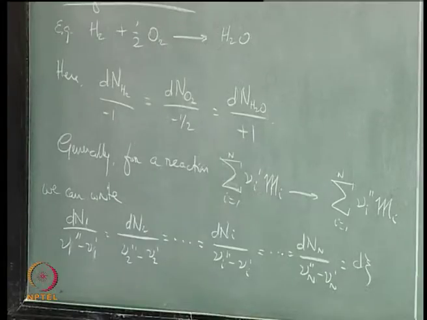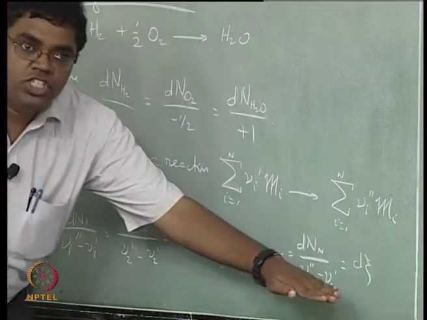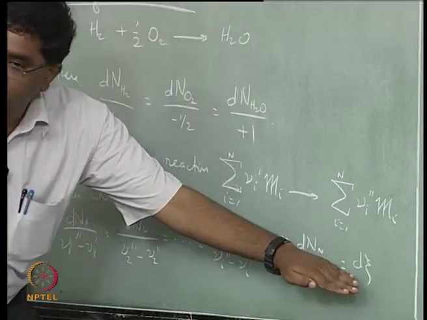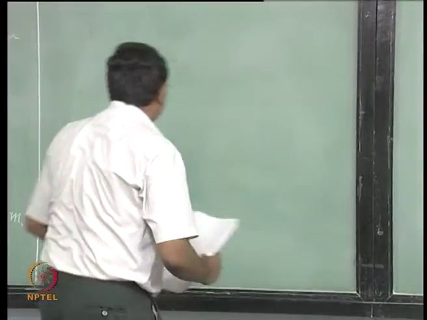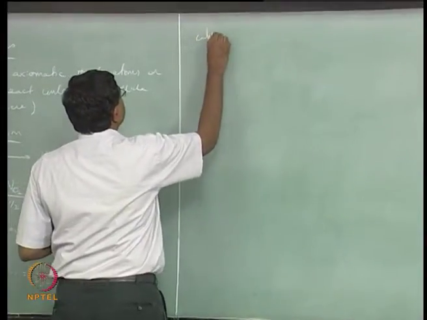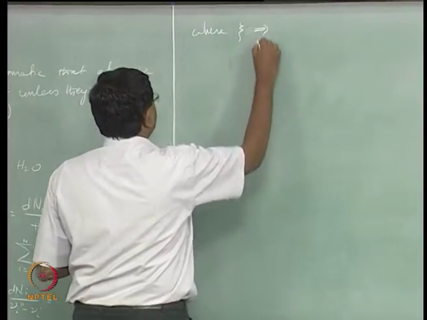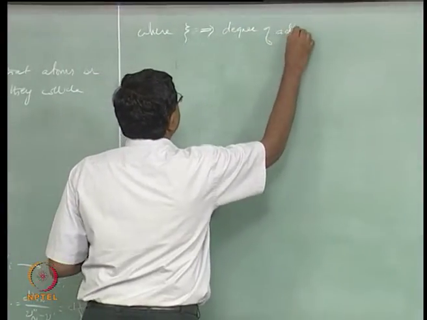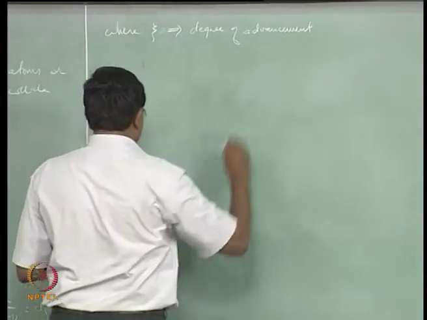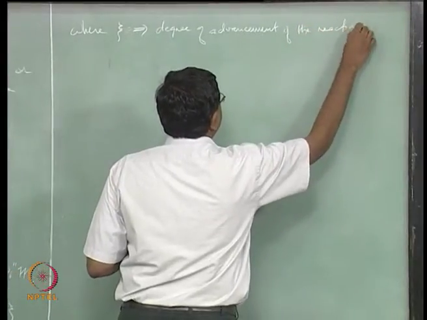And then what do you do with all these things that are equal to each other? We now say all these things that are equal to each other could finally be equal to an elemental change in a quantity called psi. So we now say this is equal to d psi, where psi refers to the degree of advancement of the reaction, right.